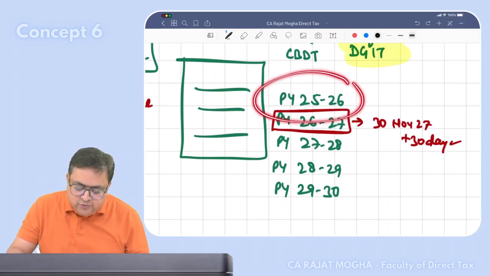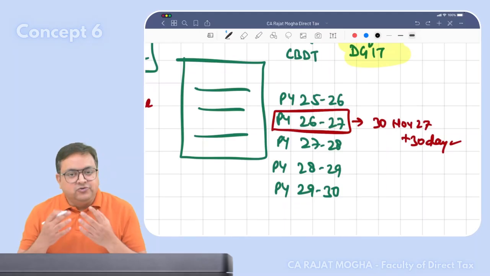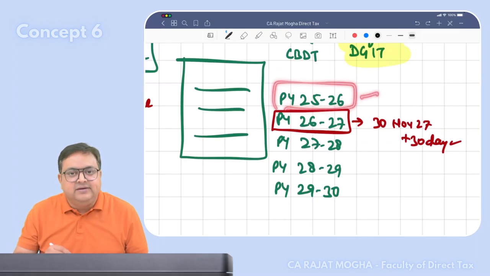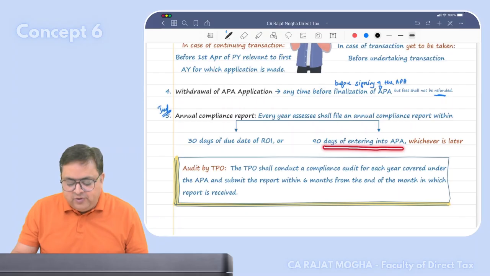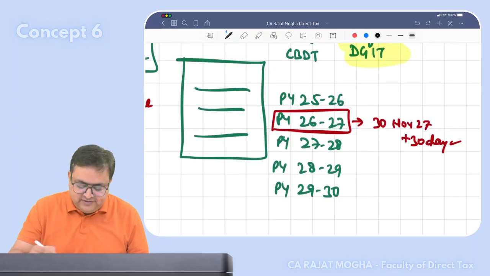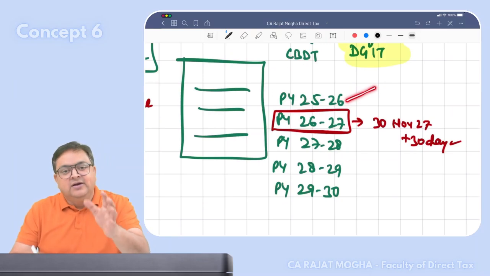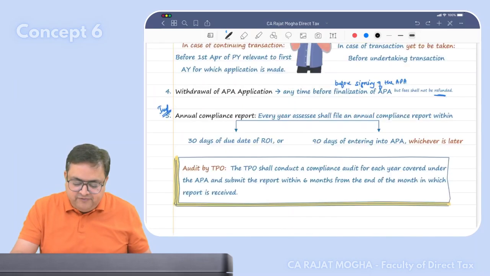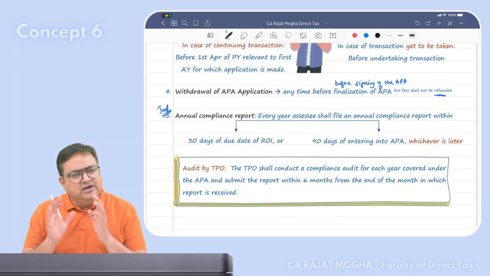Now tell me how you will actually do the compliance, how you will file the compliance report, because you have to file the compliance report within 30 days from the due date of ROI. So let's say, for example, this APA came late. Then what will they say? They will say 90 days of entering into APA, whichever is later. So if the due date plus 30 days has expired, don't worry, we will give you 90 days from the APA when the APA was entered. 90 days of entering into an APA, whichever is later. So still you have 90 days.